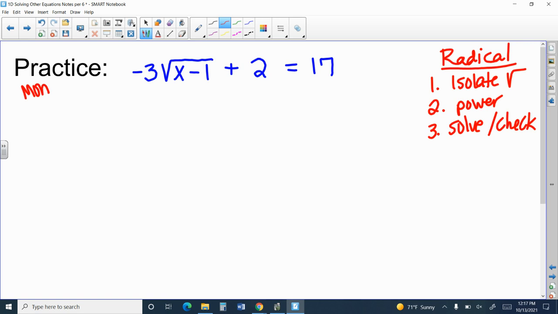This will be correct, but before you divide, you actually want to get rid of the 2. You want to subtract 2 first. And then divide by the -3. And now this is by itself. Now you can square it to get rid of the radical.